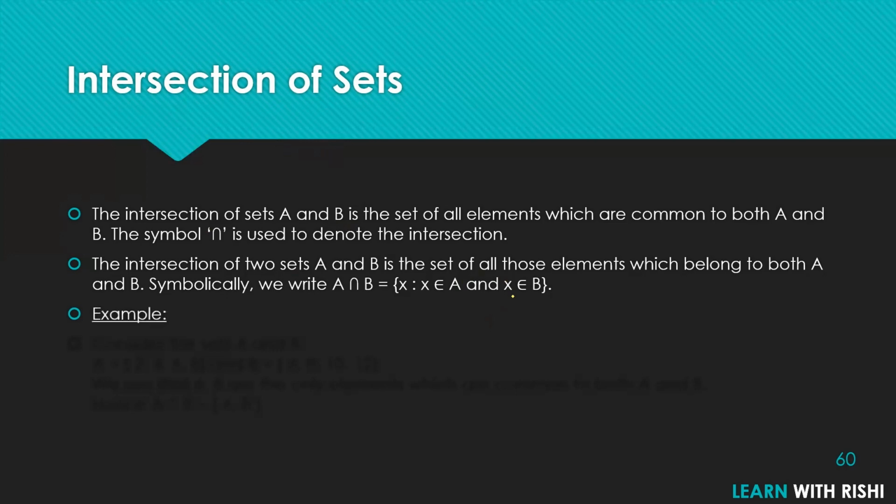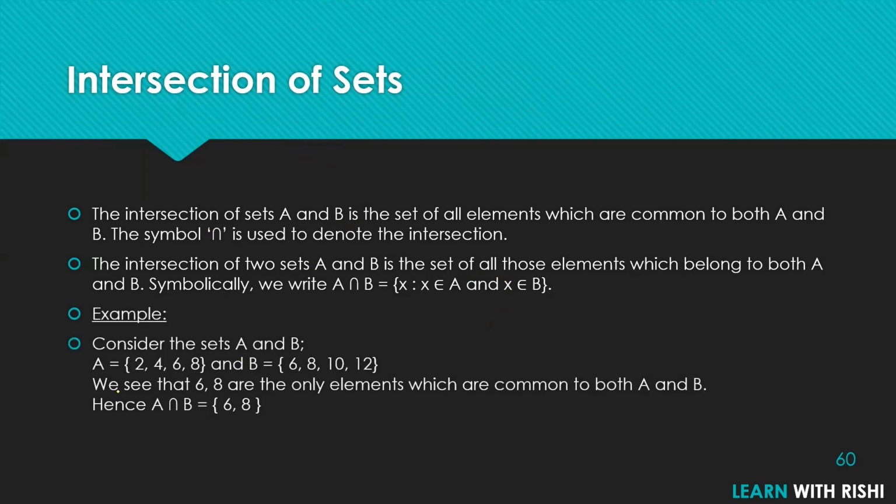Let us see some examples. Consider the two sets A and B. So my set A is {2, 4, 6, 8}, and set B is {6, 8, 10, 12}. Now, if you observe both the sets, we see that 6 and 8 are the only elements which are common to both A and B, right? In set A, we have 6, 8, and also in set B, we have 6 and 8. So these are the only two elements which are common in both. So hence our A intersection B becomes {6, 8}.